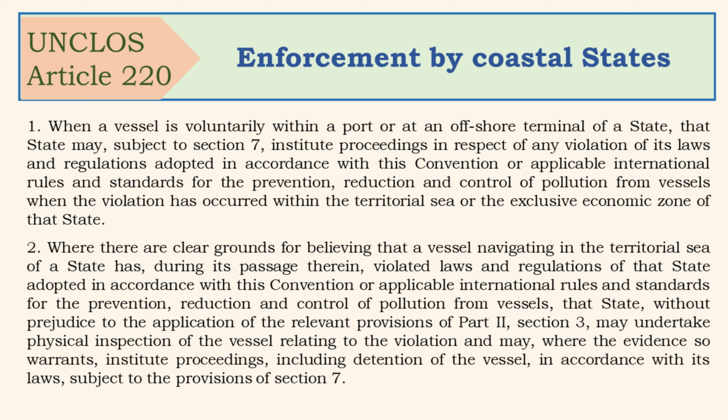2. Where there are clear grounds for believing that a vessel navigating in the territorial sea of a state has, during its passage therein, violated laws and regulations of that state adopted in accordance with this convention, or applicable international rules and standards for the prevention, reduction and control of pollution from vessels, that state, without prejudice to the application of the relevant provisions of Part 2, Section 3, may undertake physical inspection of the vessel relating to the violation and may, where the evidence so warrants, institute proceedings, including detention of the vessel, in accordance with its laws, subject to the provisions of Section 7.